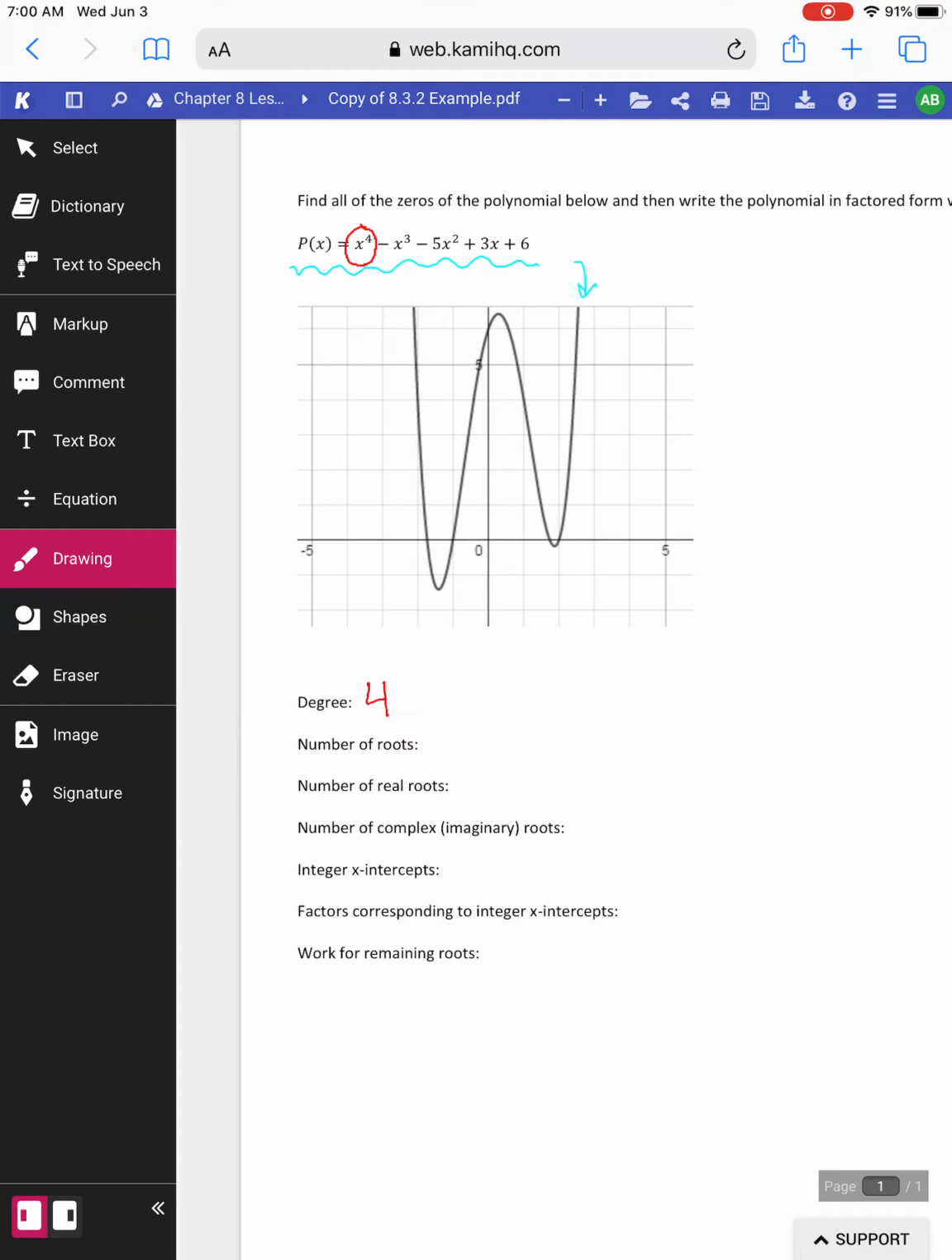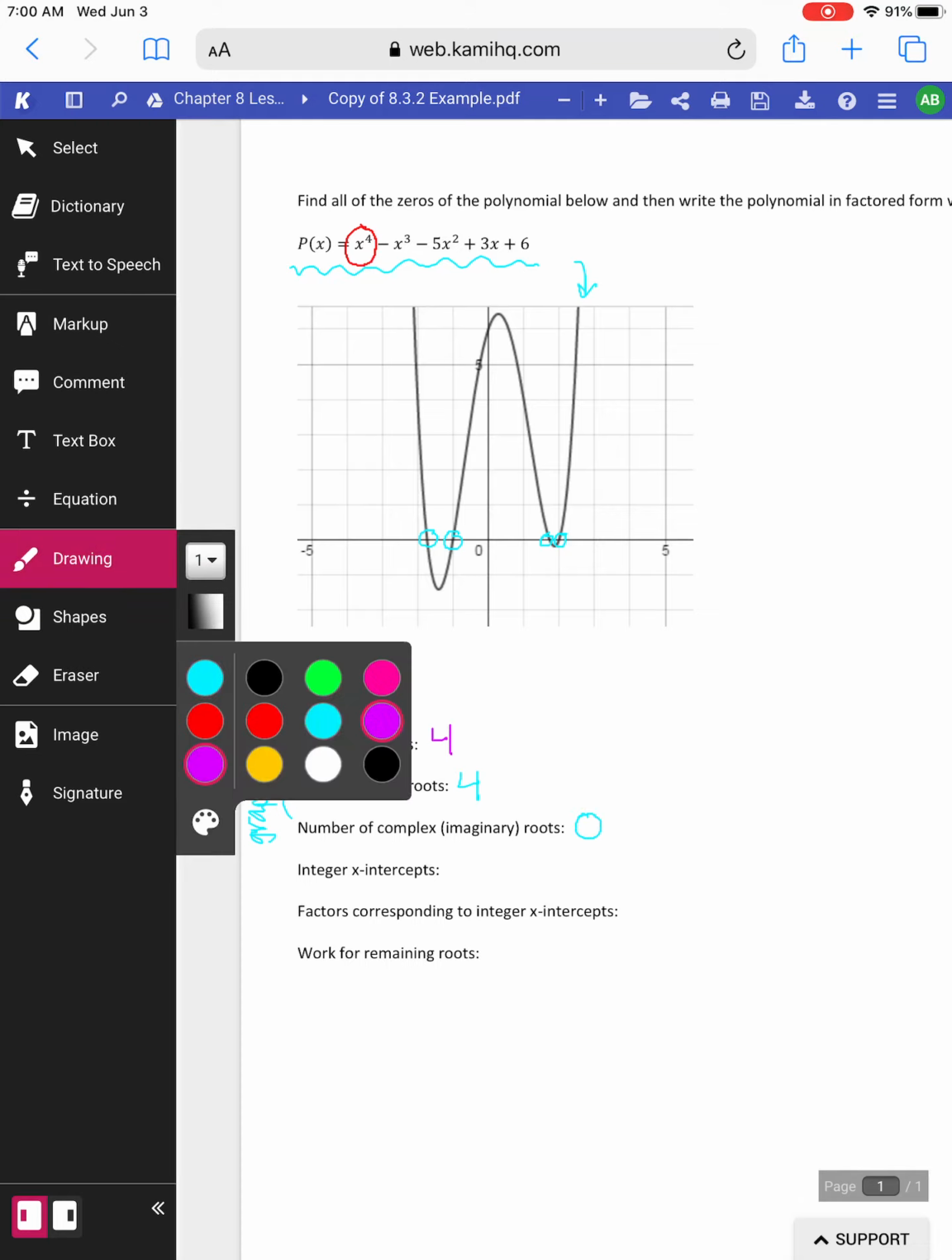Okay, and then these next pieces follow along. So if we know we have a degree of 4, we know the number of roots needs to be 4. These two numbers will always match, and then we're going to use the graph to answer the next two parts. So let's just make a note here. These two are answered with the graph. We're going to look and see the number of real roots would be the number of times it crosses the x-axis. So we have 1, 2, 3, and 4. So we know we have 4 real roots, which means we have 0 imaginary roots.